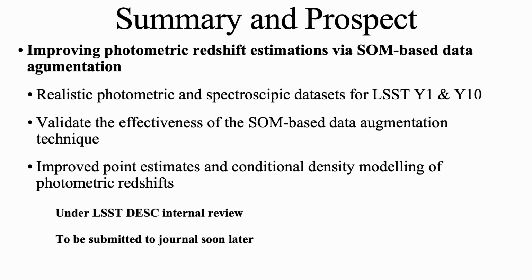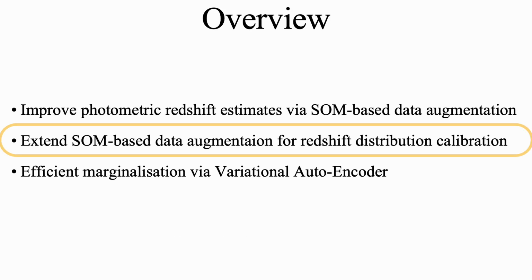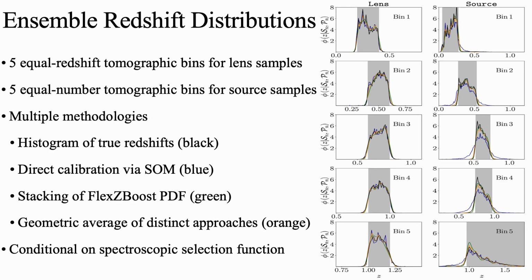Here we briefly summarize our first topic, the introduction of a SOM-based data augmentation technique, and its proven effectiveness in improving photometric redshift performance, both in point estimates and in conditional density modeling, when applied to realistic LSST photometric and spectroscopic datasets. In the second topic, we demonstrate how this data augmentation technique may be extended to calibrate ensemble redshift distributions for LSST cosmology.